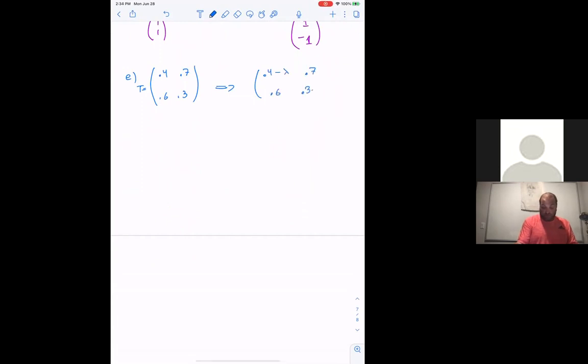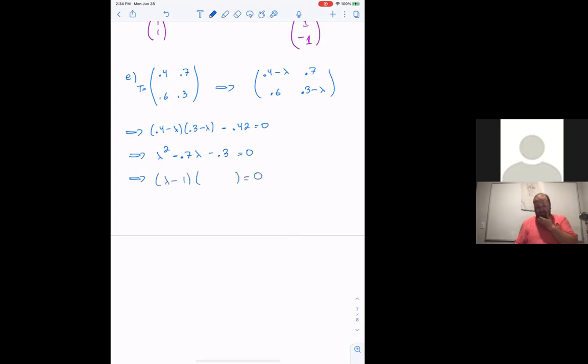We subtract lambda along the main diagonal. We then take the determinant, (0.4 minus lambda)(0.3 minus lambda) minus 0.42 is equal to 0. That gives me lambda squared minus 0.7 lambda plus 0.12 minus 0.42, which is minus 0.3, equal to 0. And I know this is factorable because I already know that one of the eigenvalues must be 1. If I didn't know it, I can use the quadratic formula or something like that. I can even multiply by 10 to get rid of the decimals.